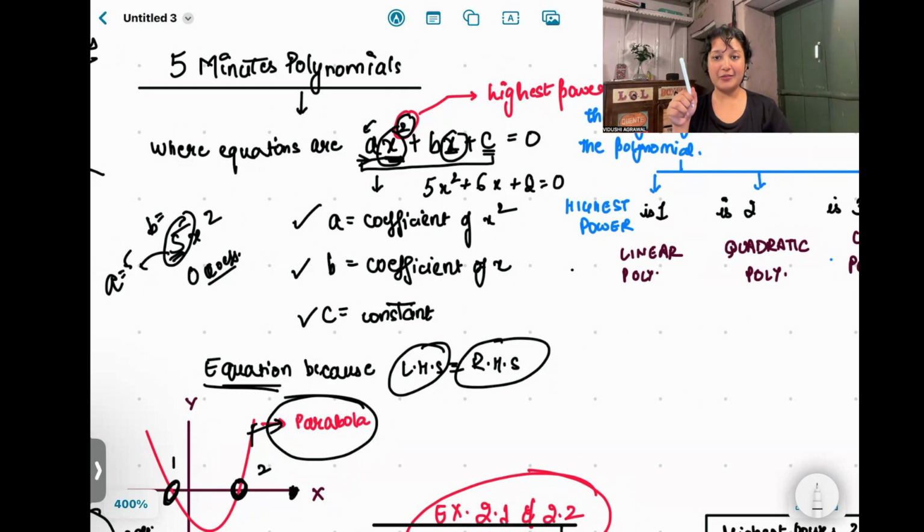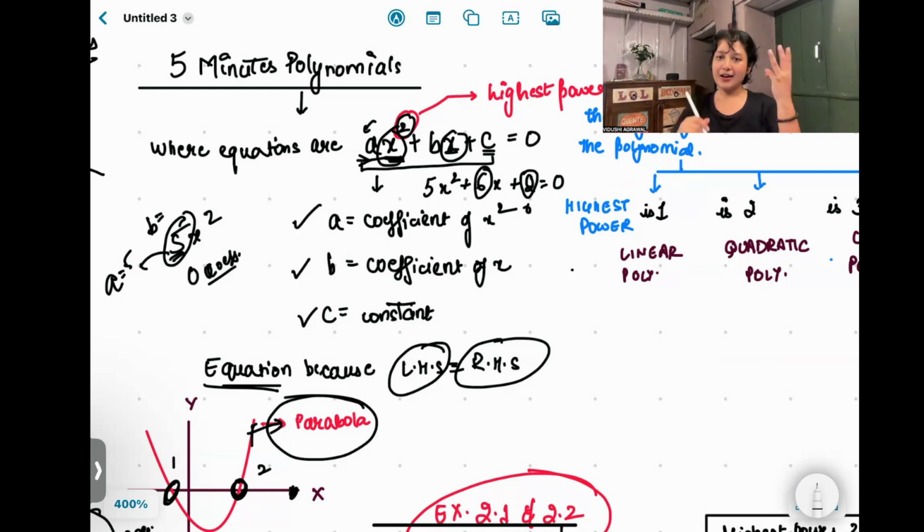So x is my variable and x square is holding hands with 5. That 5 is my coefficient. It is known as the coefficient of x square. The coefficient of x is 6 because it is there. And last, constant means only a number is there, no alphabet. So 2. What is my coefficient of 2? 0, because we are not having any variable here. A variable only has a coefficient, right? So I'm going to write 0.